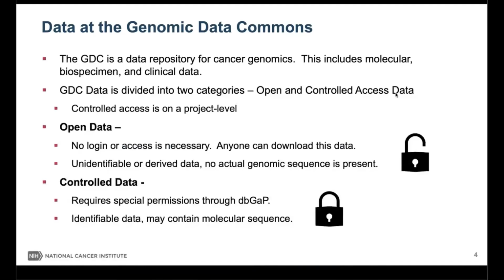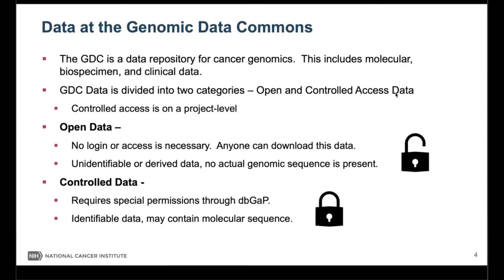So starting with data at the GDC Data Commons, as you probably know, the GDC is a data repository for cancer genomics. This includes a few different types of data, mostly molecular, biospecimen, and clinical. In terms of access, GDC data is divided into two categories, open and controlled access data. The thing that I wanted to specify when I say it's divided into two categories is that controlled access is on a project level. So if you have access to a certain project, you have access to that. But if you need access to two separate projects, you will need two separate access levels.